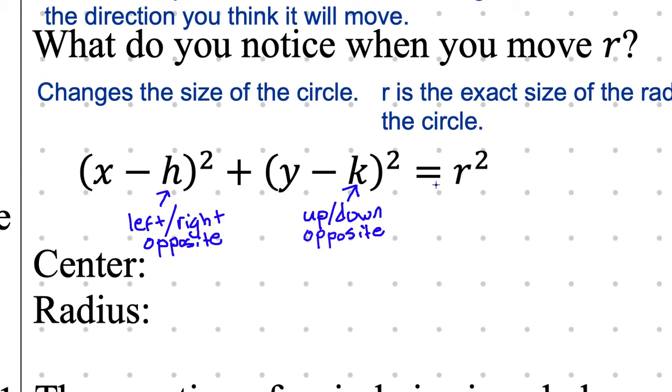And R, I have to be careful about. In order to get just R by itself, well, I have an R squared now. So if I want to get R just by itself, I need to take the square root. So I'll say take square root to find R.